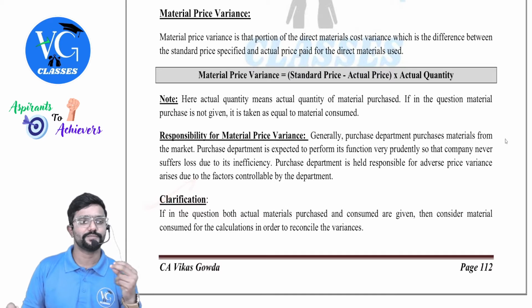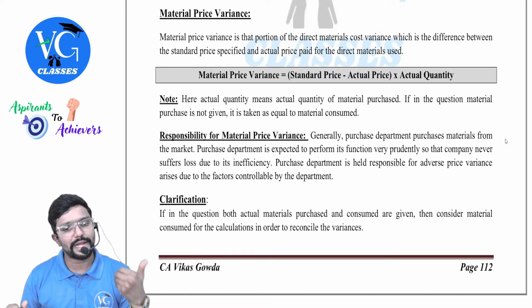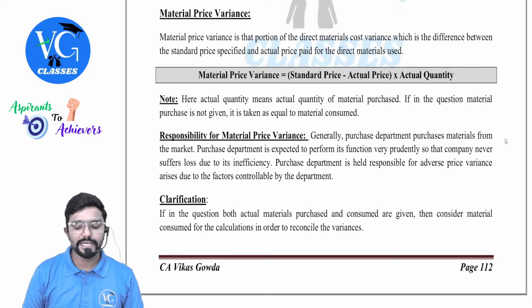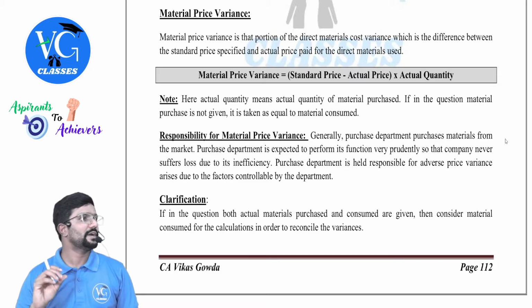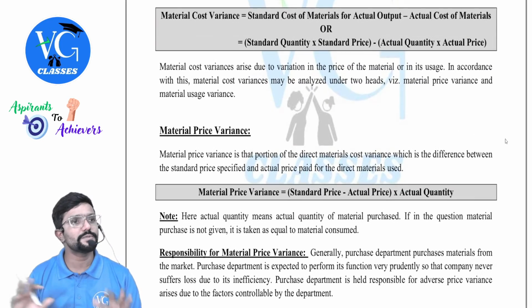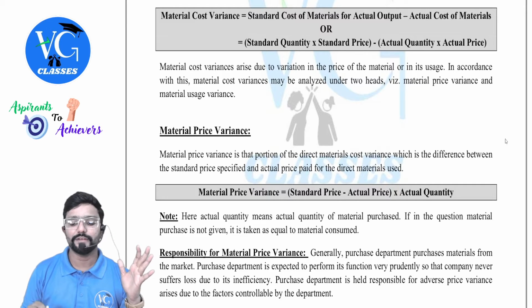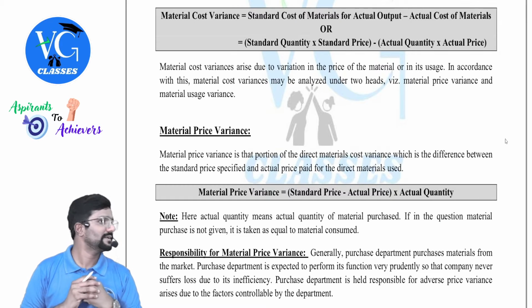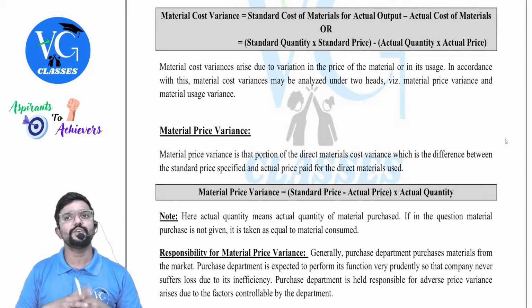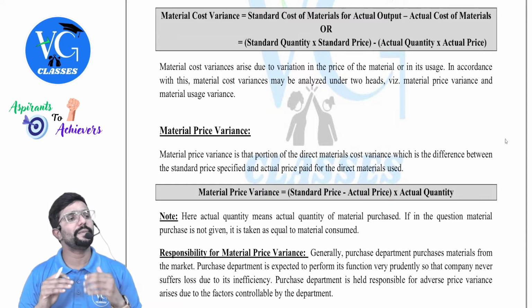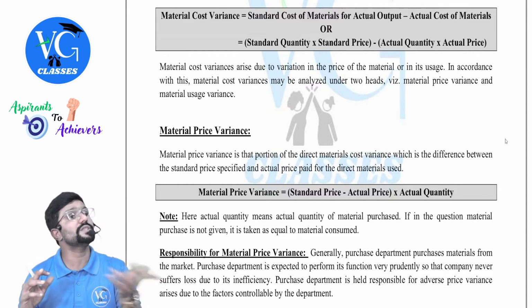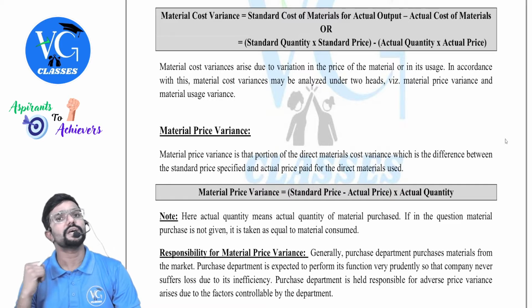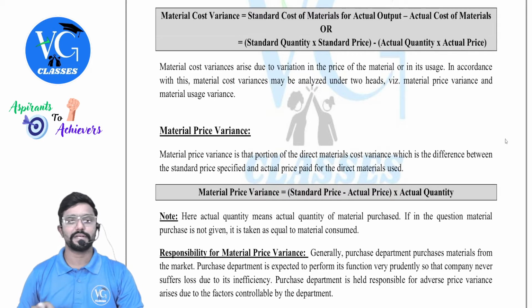I have given a clarification on that. See, if in the question both actual material purchased as well as consumed are given, then consider material consumed for the calculation in order to what? Reconcile. In order to reconcile. Logically, conceptually, what should we take, Rohit? What should we take for this formula? Actual quantity purchased, because we pay for what we purchase. Clear? But from an academic point of view, in order to reconcile the variances at the end, better take consumed. That is only if they have given both in the question. Sir, they have given purchased also, they have given consumed also. Which one should I use in my calculations, sir? Consumed. Go with consumed, guys.